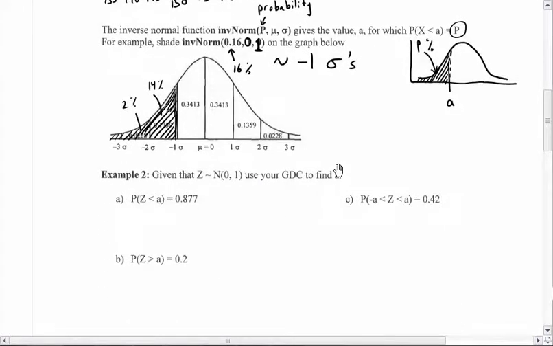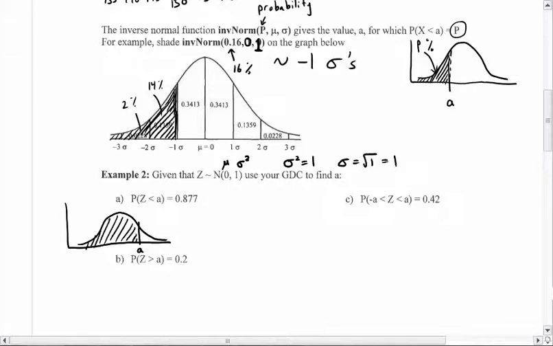So, for example, if Z is normally distributed with a mean of 0 and a variance sigma squared of 1, what that means is that if sigma squared is 1, then the standard deviation would be root 1, which is just 1. Now, can I find out which value would give me 87% of the data? This is saying, where do I have to go? Which value of A would give me 87% of the data less than that point?